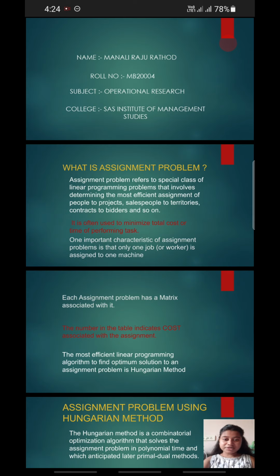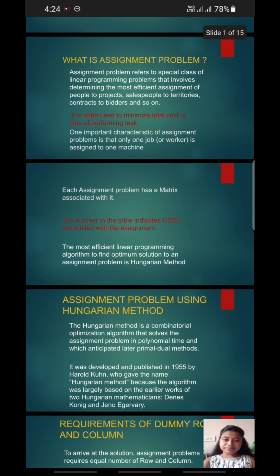One important feature of the assignment problem is that only one job or worker is assigned to one machine. Each assignment problem has a matrix associated with it. The numbers in the table indicate the cost associated with the assignment. The most efficient linear programming method to find the optimum solution to any assignment problem is the Hungarian method.